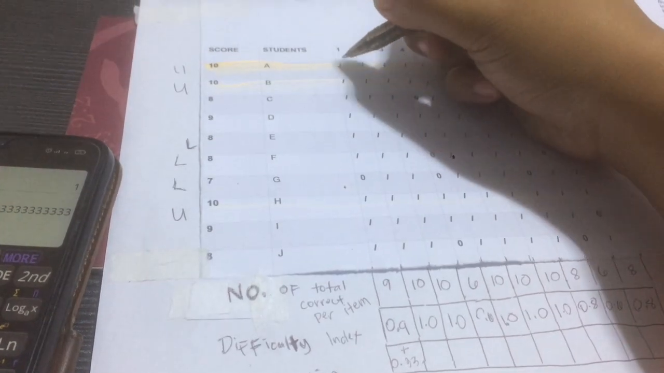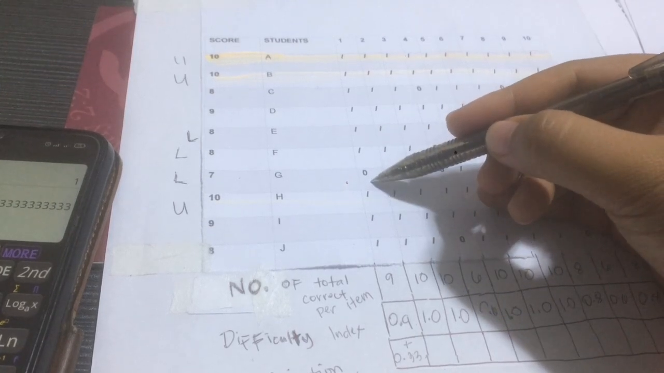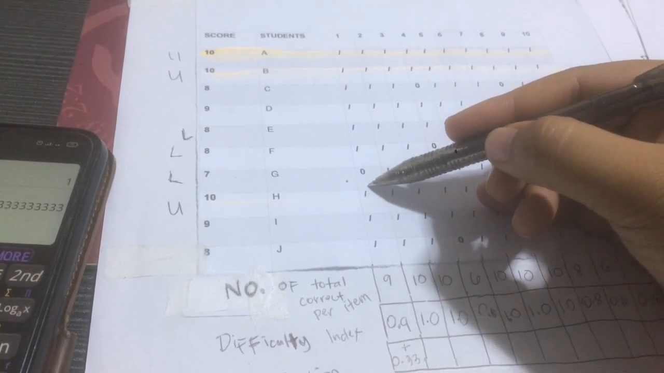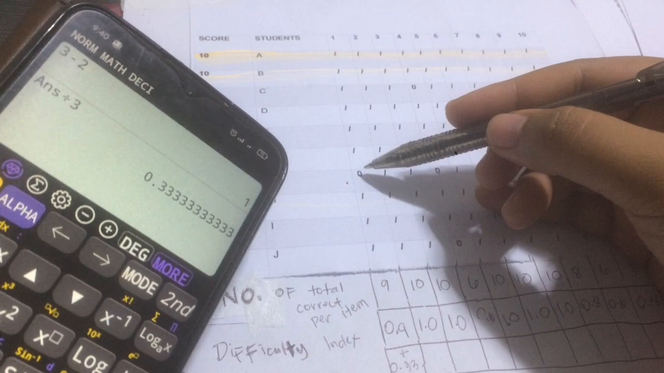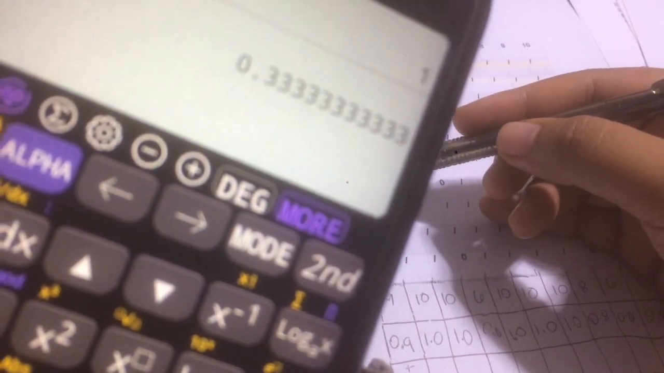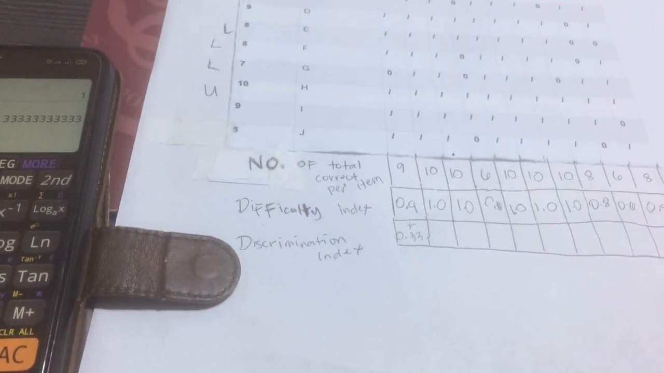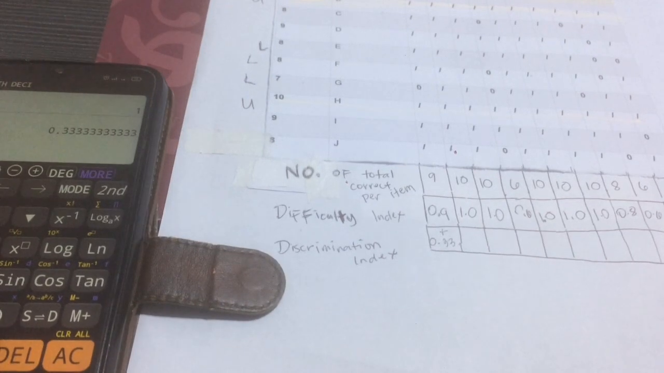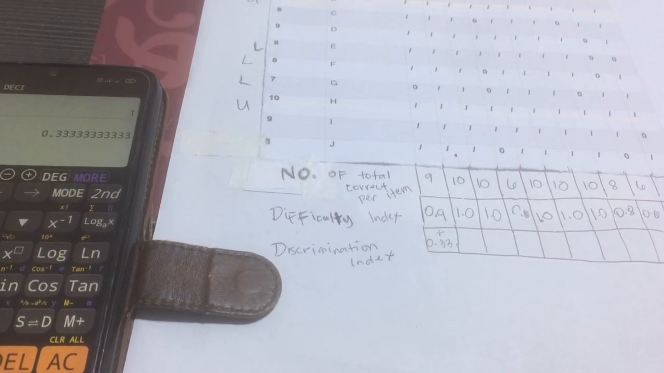So, for item number 1, the upper group score is 3 and the lower group score is 2, because student G got it wrong, so the lower group is 2 only. So, 3 minus 2 equals 1, divided by 3. So, the answer is 0.33. This is positive. Therefore, our discrimination index for item 1 is positive 0.33, which means item number 1 is a good item. Can you follow?